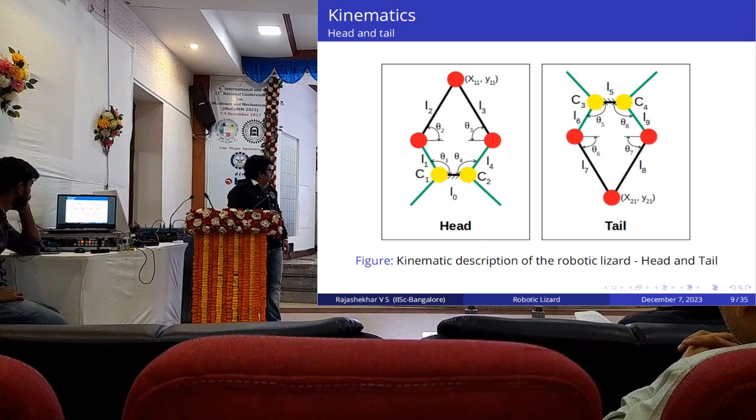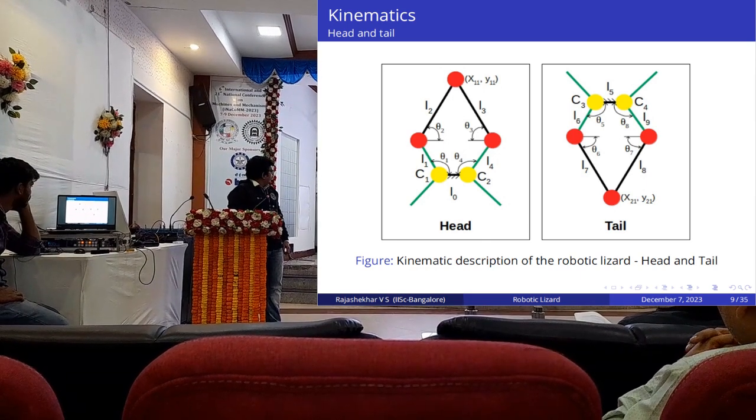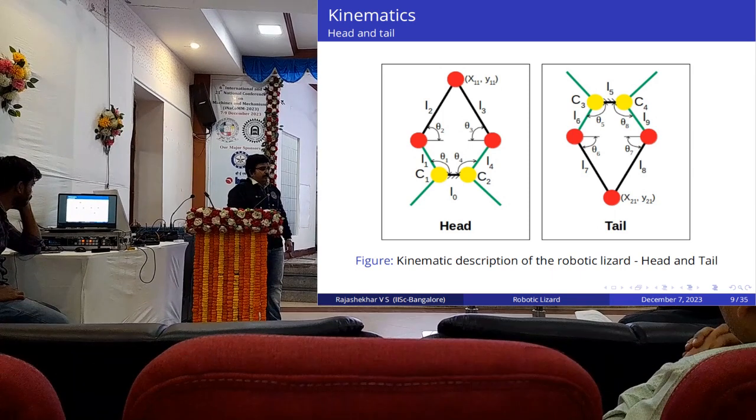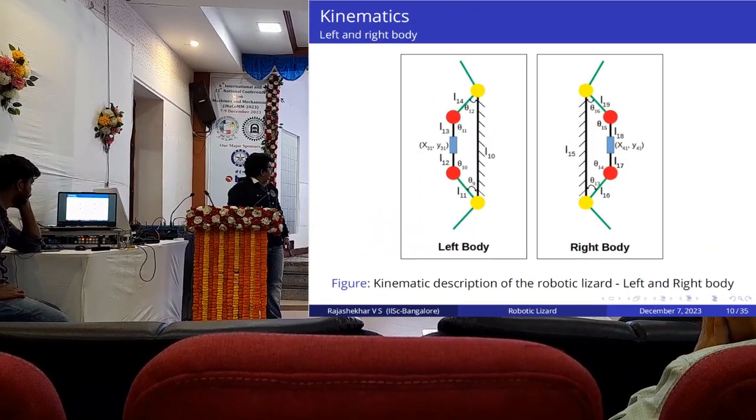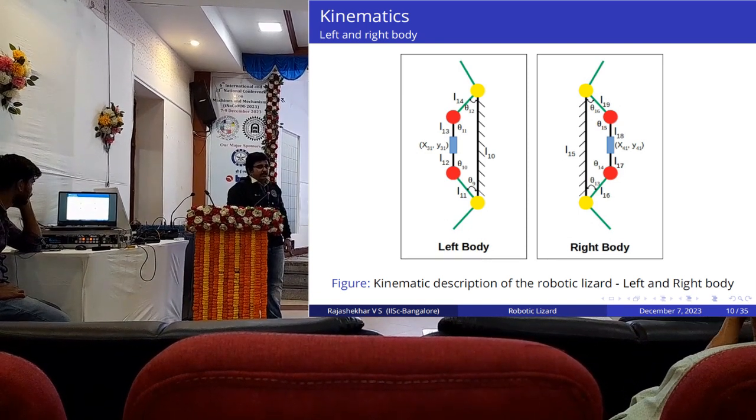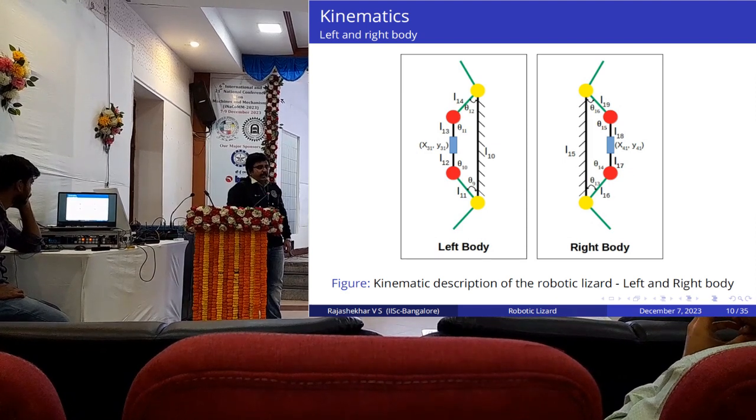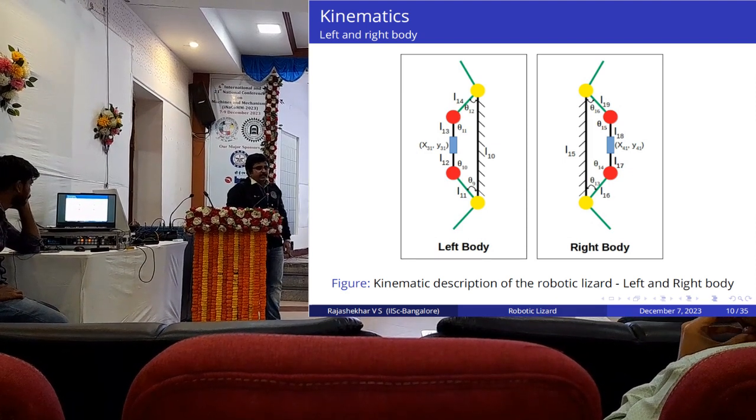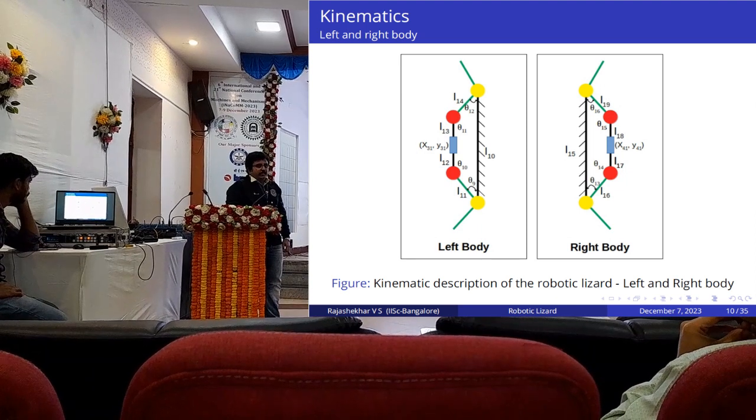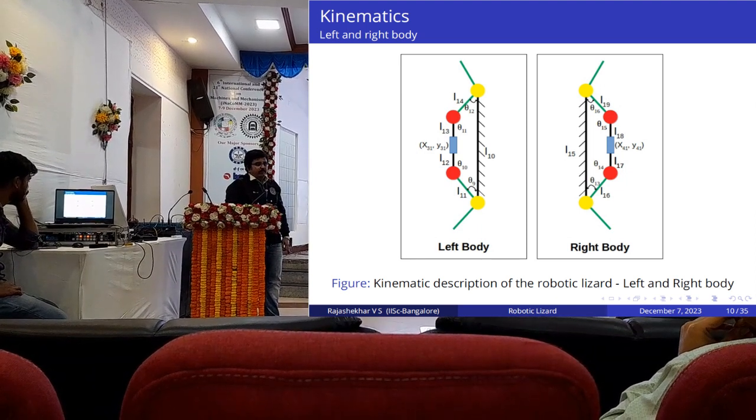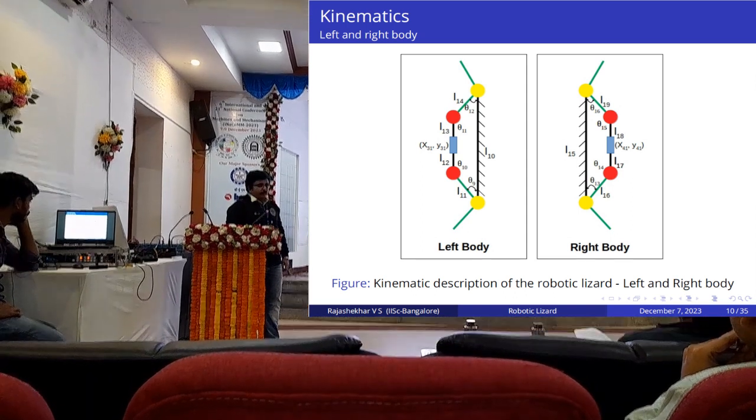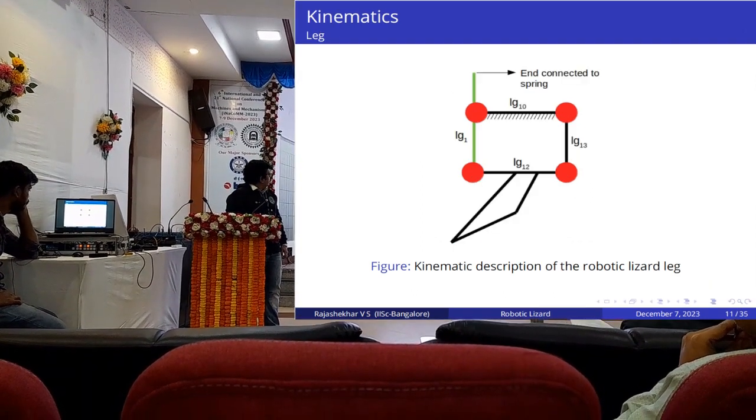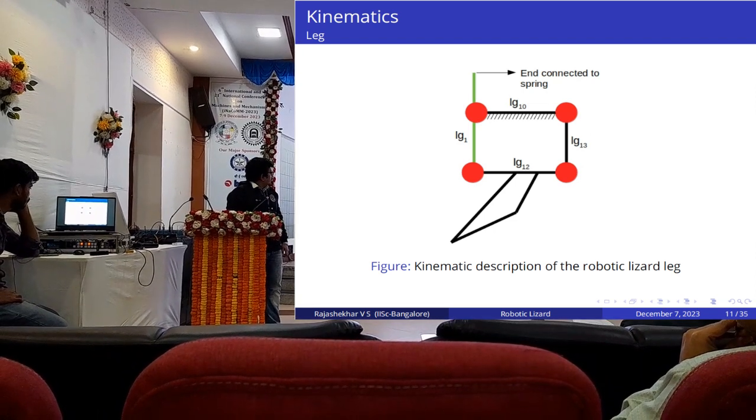This is the kinematic description of the robotic head and tail. So these parameters are useful when framing the kinematic equations. And this is for the side body. The link which is in green is the active link. It is positioned at 90 degrees. The angle of the L shape is 90 degrees, so that it can be visually appealing when the lizard is modeled. So this is the left and right side body of the robotic lizard. And this is the leg of the robotic lizard.